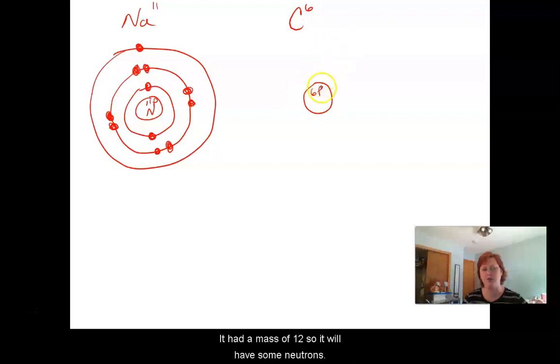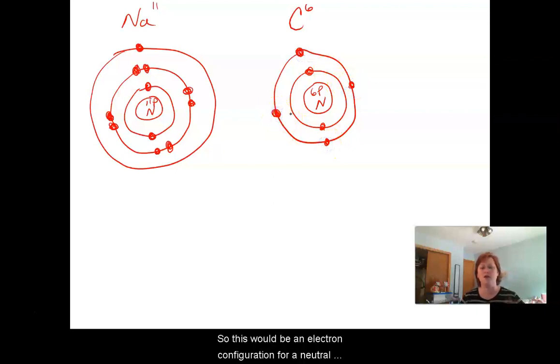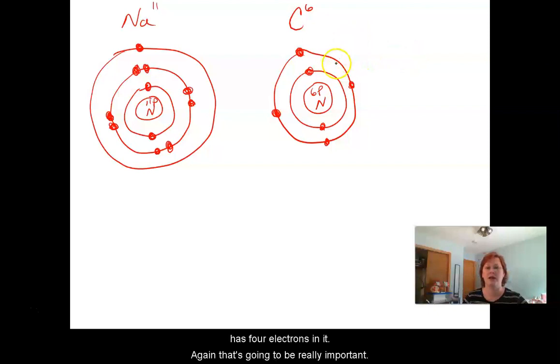It had a mass of 12, so it will have some neutrons. And then if we assume it's neutral, it will have 6 electrons. So we put 2 in the first orbital, and then we go to the second orbital, and we put 3, 4, 5, and 6. So this would be an electron configuration for a neutral atom of carbon. Now if you notice, this outermost orbital right here has 4 electrons in it. Again, that's going to be really important in a minute.